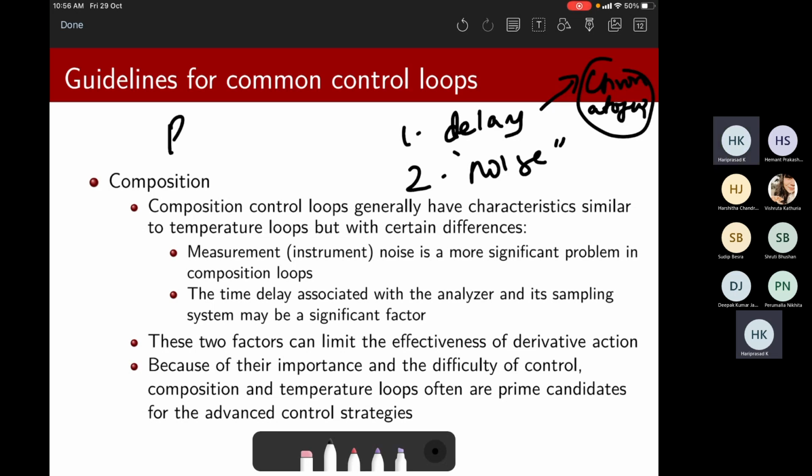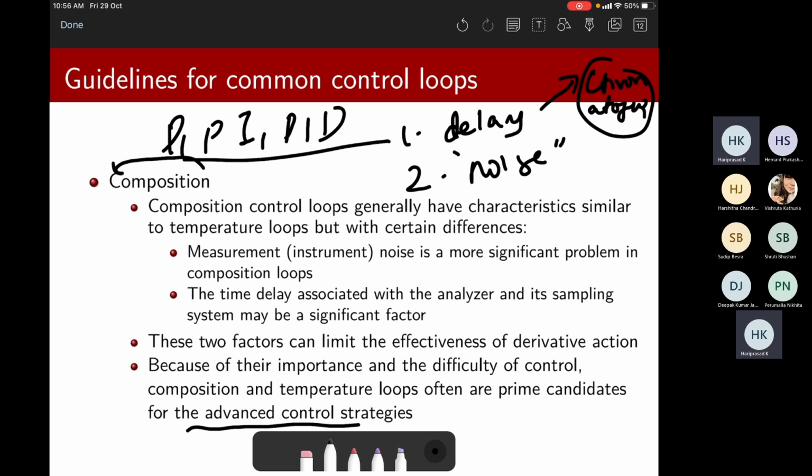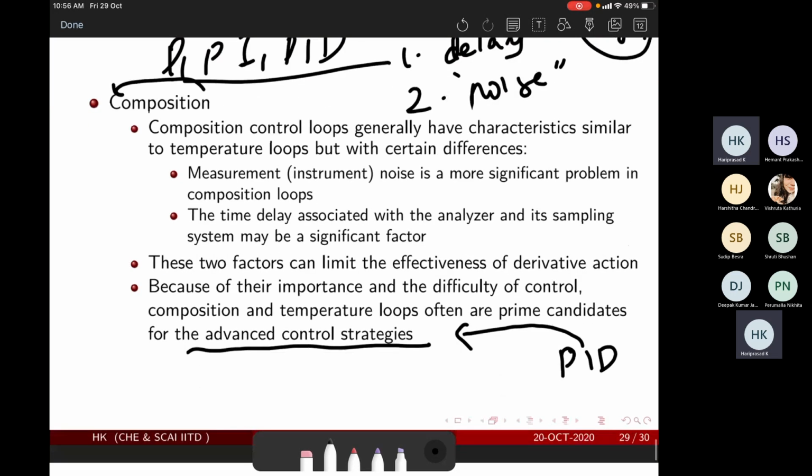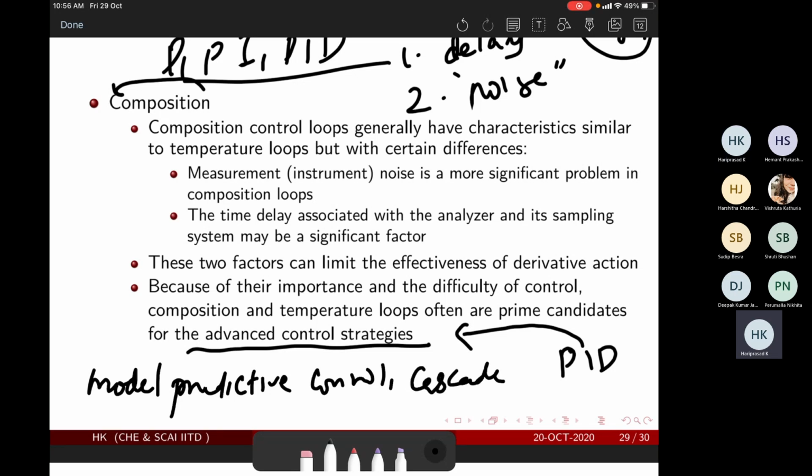So whatever we have learned, P, PI and PID, they are good for other cases, but in order to control composition, people tend to use advanced control strategies. If needed, you may use PID, but it's always recommended to use an advanced control strategy, which we are not learning, like model-based model predictive control, then cascade control, and many things, which possibly you would learn as part of an advanced process control course.